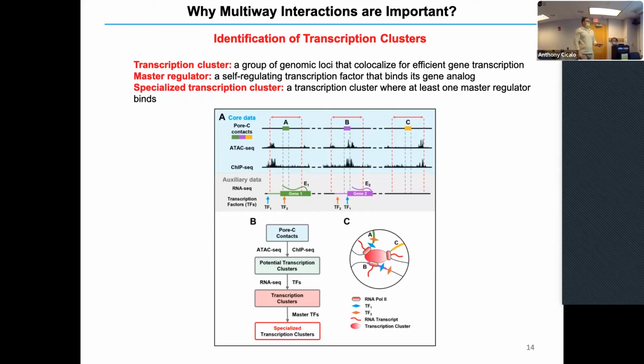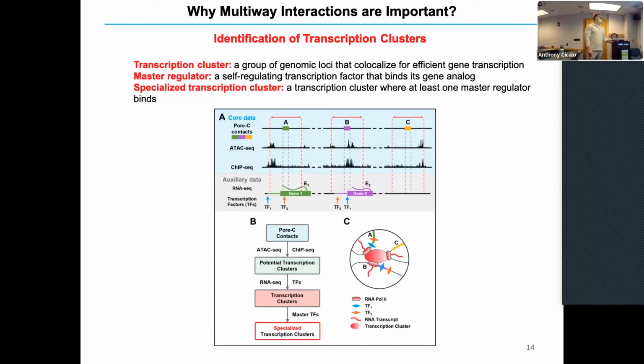Once we have a subset of potential transcription clusters from the 4C contacts, we then look and see, are there any genes expressed? And we're looking for there to be at least 2 genes expressed in that multi-way concatemer. And if there's at least 2 genes expressed, and those 2 genes have a common transcription factor among each other, we consider that a transcription cluster. Once we have transcription clusters, we look to see if that common transcription factor is a master regulator, which means it can bind to itself. And if it is, then we call that a specialized transcription cluster.